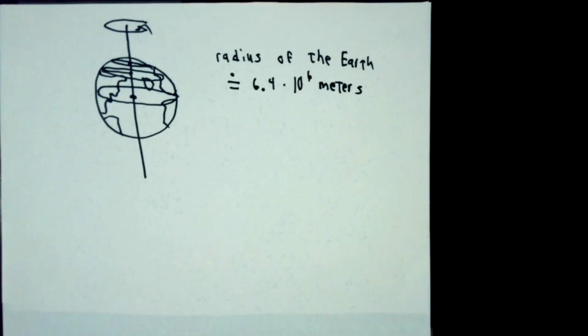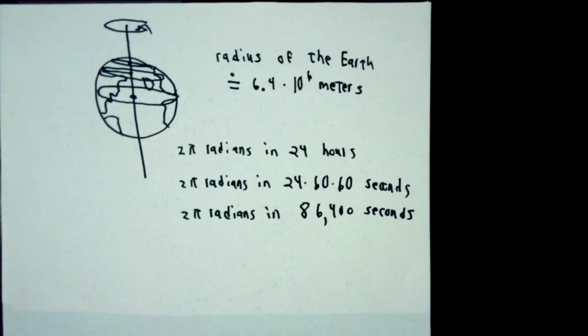So to make the effect that I'm about to talk about as big as possible, I'll think of being on the equator. The distance from the center of my circle is going to be the radius of the Earth, which is about 6.4 times 10 to the 6 power meters. That'll be the figure that I use for the radius of my circle. One complete revolution of the Earth is 2 pi radians. It takes 24 hours to do that.